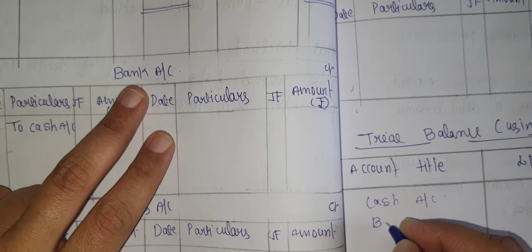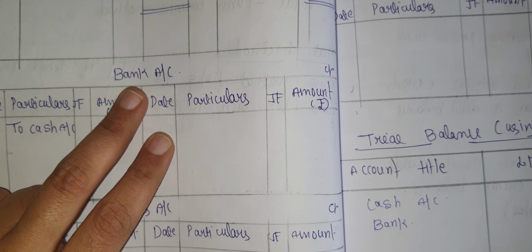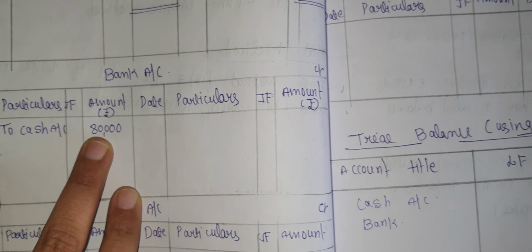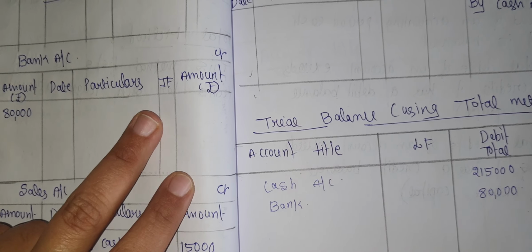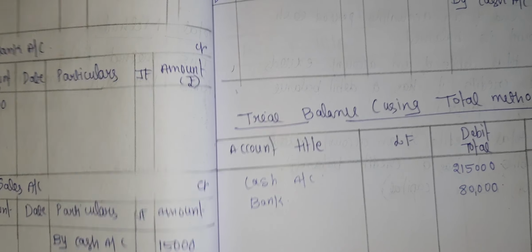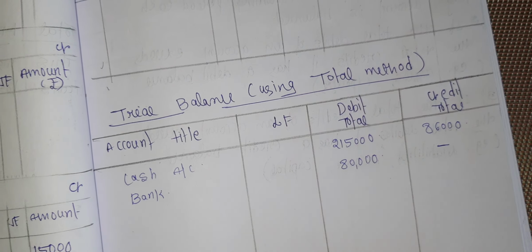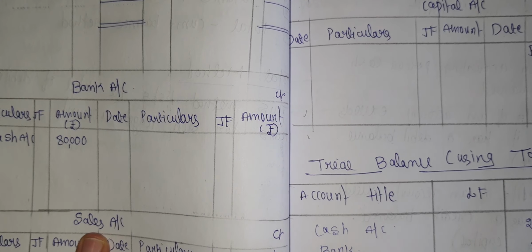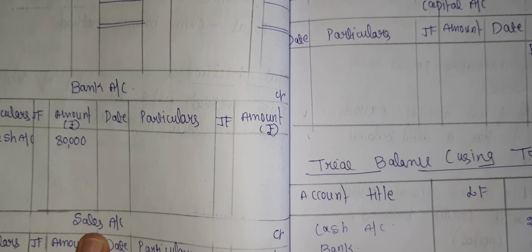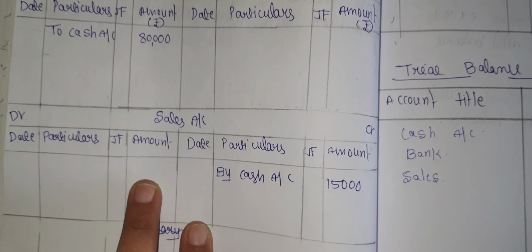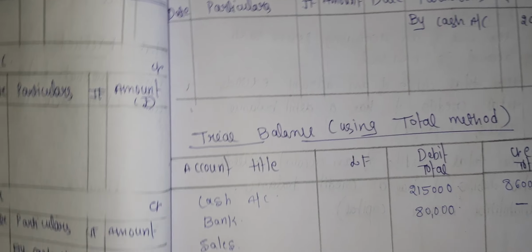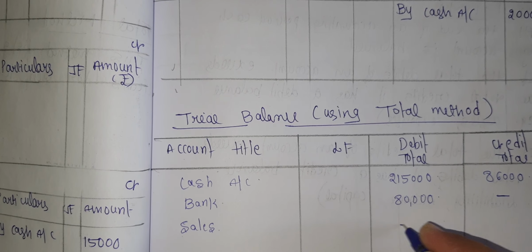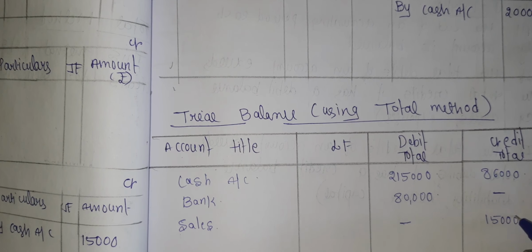Next one, bank. Debit total is rupees 80,000 and credit total is nil. Okay, next one, sales account. So here, debit total is nil and credit total is rupees 15,000. So debit amount is nil, credit total is rupees 15,000.